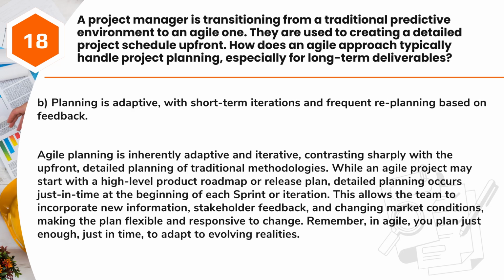Answer B. Planning is adaptive, with short-term iterations and frequent replanning based on feedback. Agile planning is inherently adaptive and iterative, contrasting sharply with the upfront, detailed planning of traditional methodologies. While an agile project may start with a high-level product roadmap or release plan, detailed planning occurs just in time at the beginning of each sprint or iteration. This allows the team to incorporate new information, stakeholder feedback, and changing market conditions, making the plan flexible and responsive to change. Remember, in Agile, you plan just enough, just in time, to adapt to evolving realities.